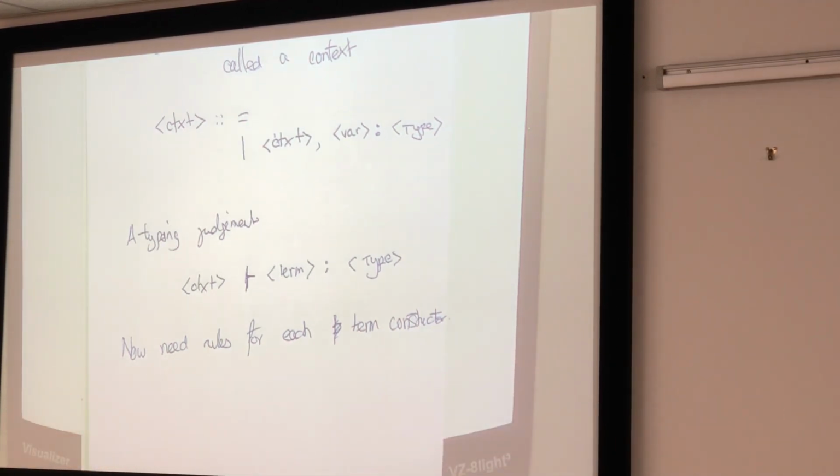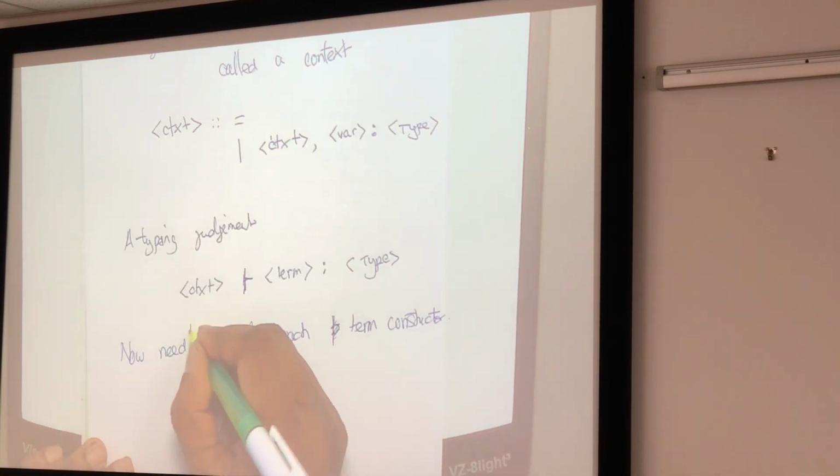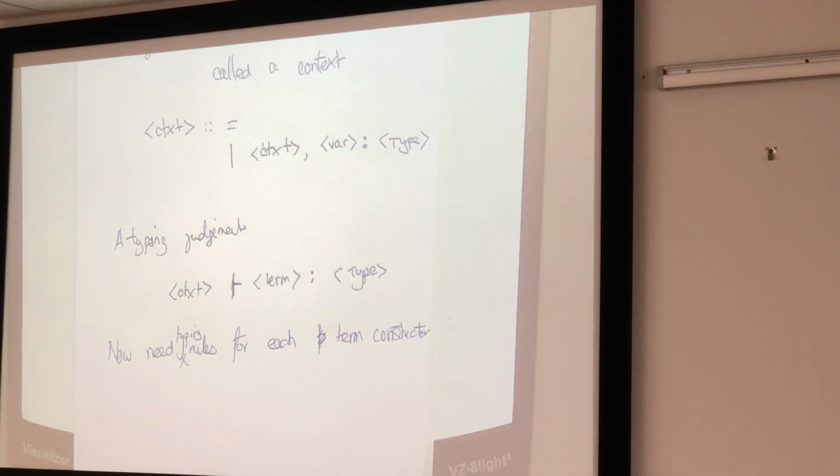So all I now need to do is give the rules for each term constructor. Just like you had, how do you reduce a plus, how do I reduce an if, or how do I reduce a lambda, how do I use an application, etc., etc. Same, I just need to say, how do I type, typing rules. And because you're super clever, I know that all of you actually know the answers already. So I'm just going to ask you to give me them.